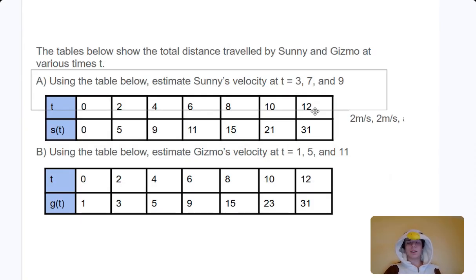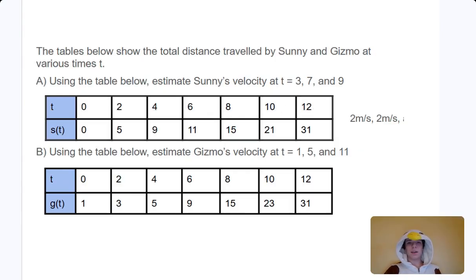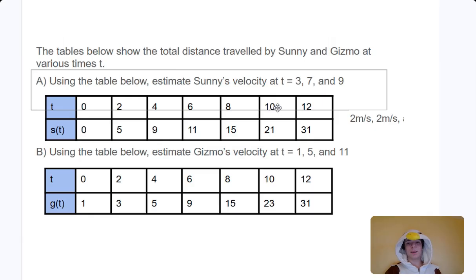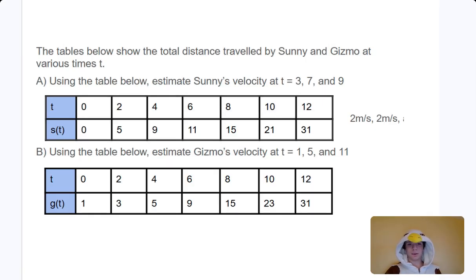And then at 9, it's going to be between 8 and 10. So we have change in y over change in x. 21 minus 15 is 6. 10 minus 8 is 2. We have 6 over 2, around 3 meters per second.